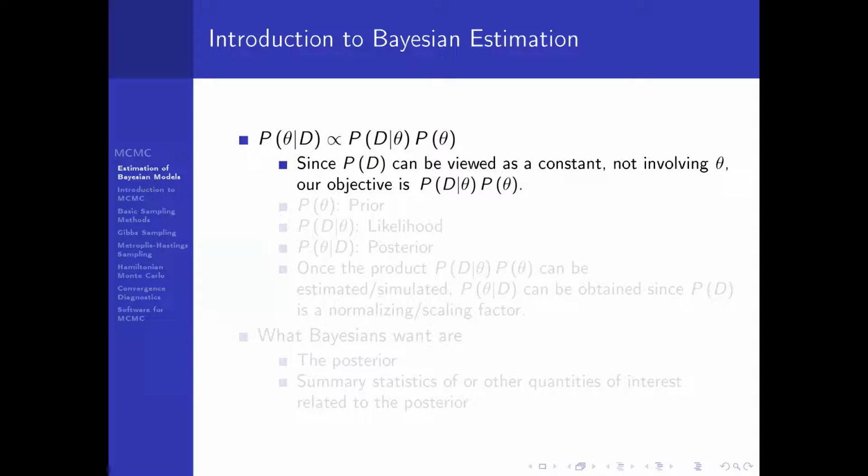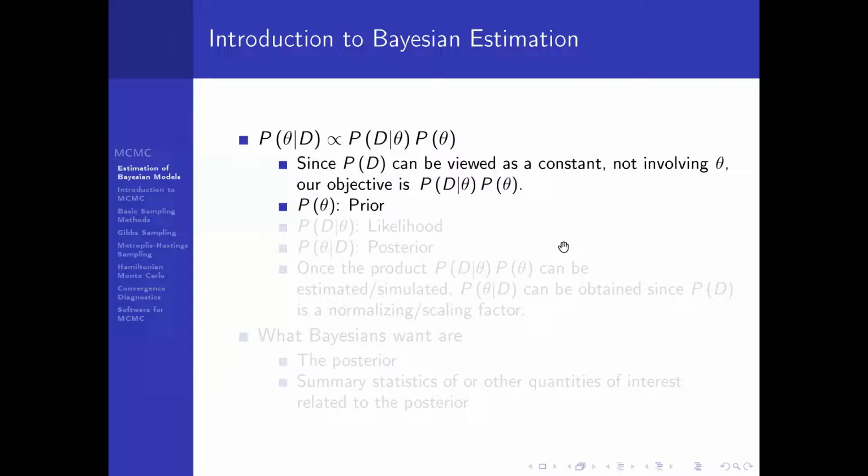Okay, so since P of D, that is the probability of observing the data, can be viewed as a constant because it does not involve the parameter theta here, not involving theta, our objective becomes the product of likelihood and prior. The objective is to simulate this product.